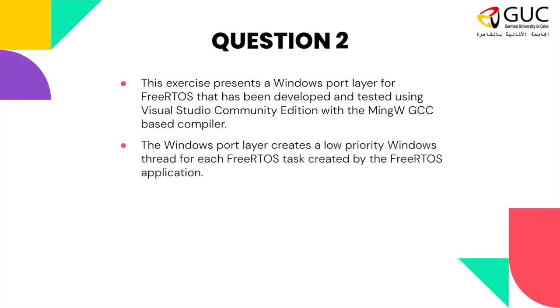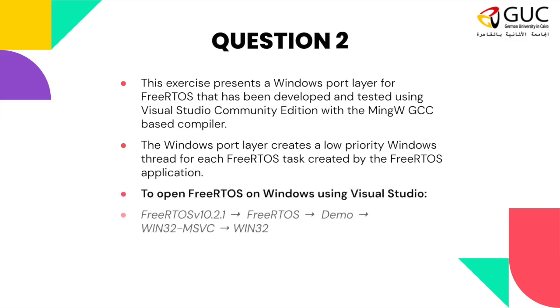Moving on, the Windows port layer creates a low priority Windows thread for each FreeRTOS task created by the FreeRTOS application. So this is just a description of how we are simulating a real-time operating system on Windows using the FreeRTOS application. To open FreeRTOS on Windows using Visual Studio, you need to follow these steps. We'll be providing you with a zip file, and you will follow these steps in order to run FreeRTOS using Visual Studio on your Windows machine.